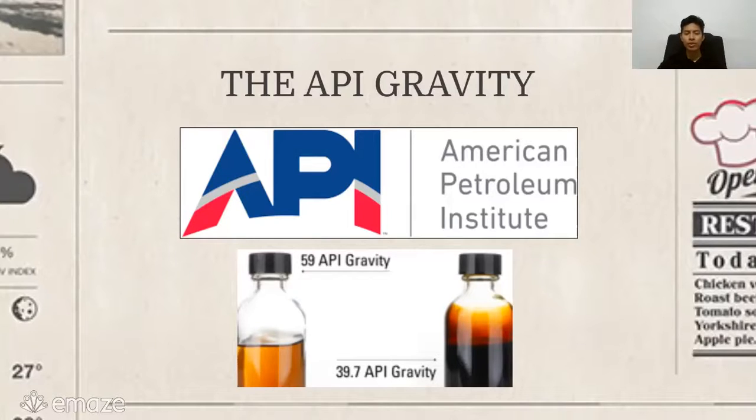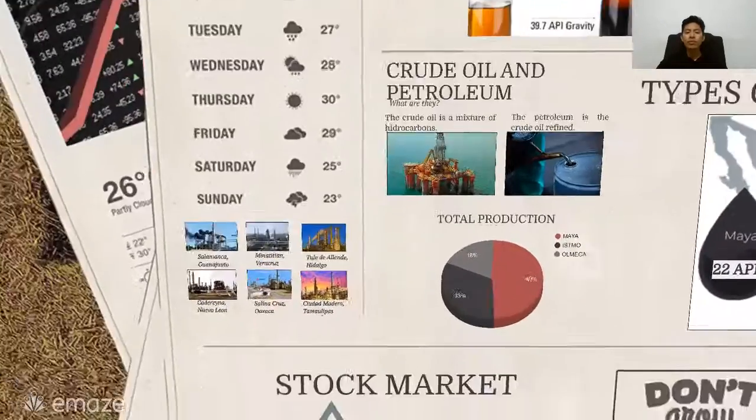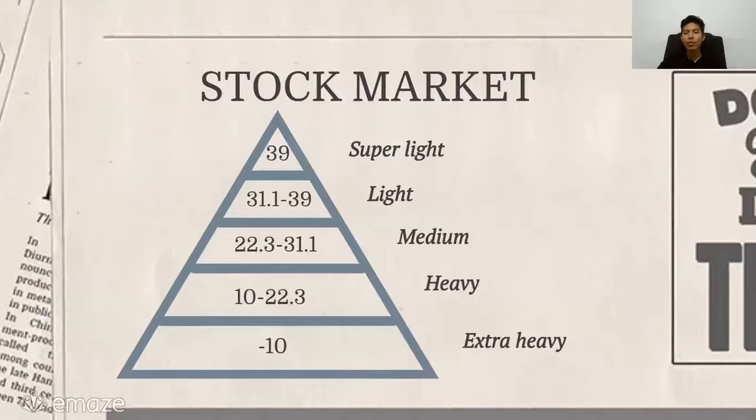And how does this system work? The higher the API gravity is, the lower the density of the petroleum liquid. So light oils have high API gravities and vice versa. It is important to emphasize that a higher API gravity indicates a better type of petroleum.